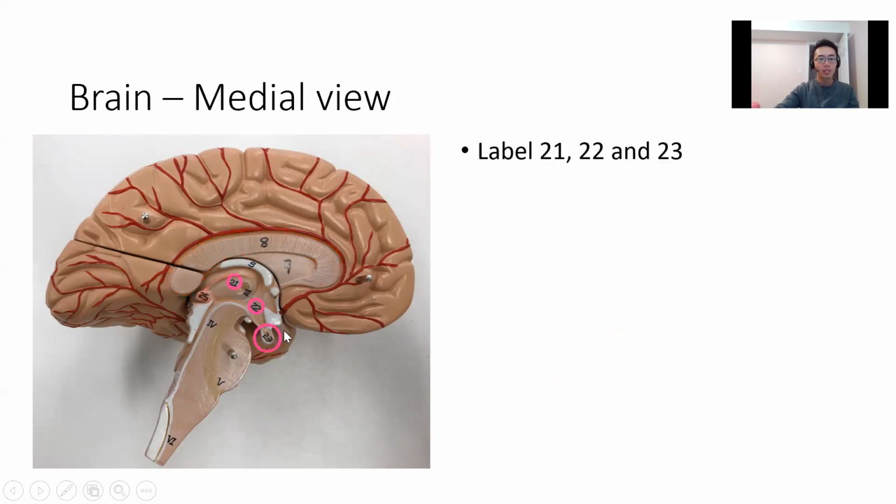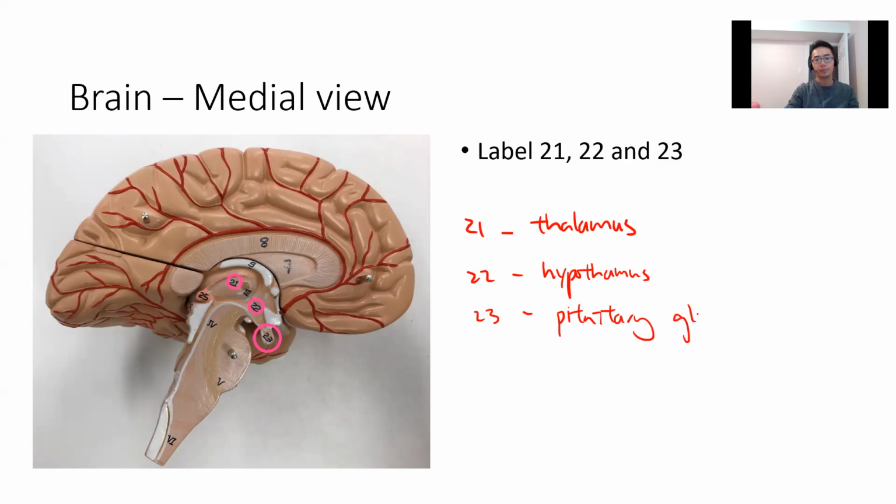Okay, 21, 22, and 23. 21 is just the thalamus. In front of the thalamus is the third ventricle. We talked about that many times already. If you can find the thalamus, then below it is the hypothalamus, homeostasis, and then 23, pituitary gland. And again, 25 here, that's the pineal gland. Melatonin helps you sleep.